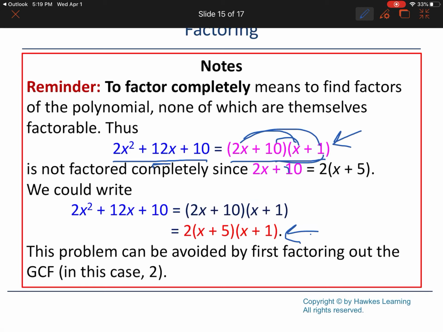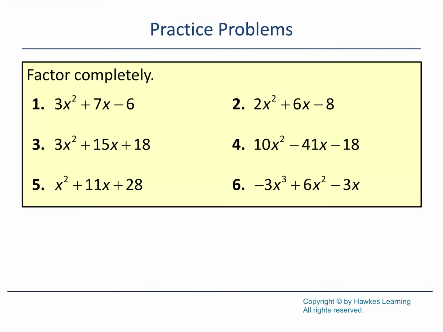Now, this problem can be solved by doing that very first step of factoring out the greatest common factor. So at the very beginning, if you had factored out a 2, then it would be already factored out, and you wouldn't have to factor it out again at the end, right? So it's just a good idea to always factor it out first, and then you will have it done, and you're working with smaller numbers too.